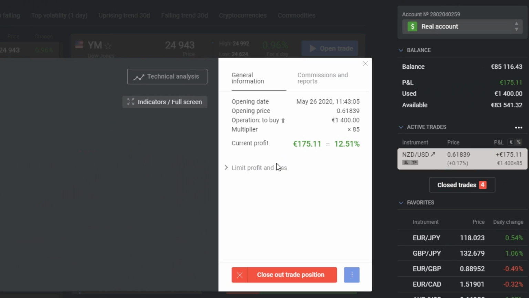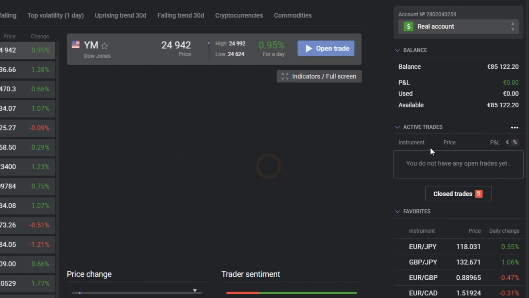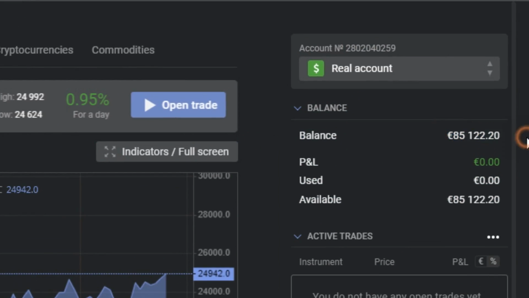This is my real account, and I placed 3 trades. As you can see, I followed the trend in all my trades and all of them were profitable.